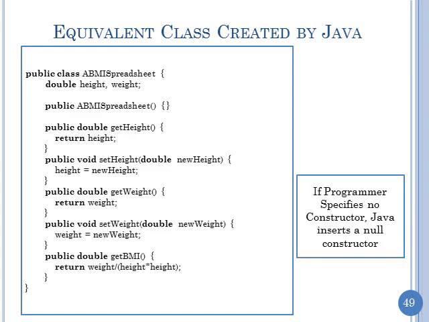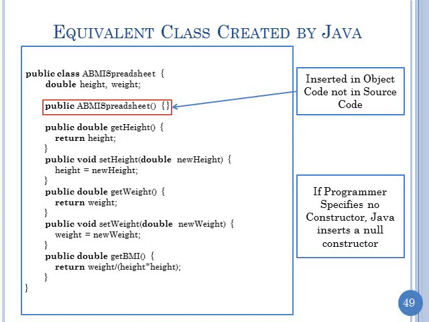Okay? So this is called a null constructor. Inserted in object code, not in source code. So you never see it. It's not as though it puts it in your code. It's just put in the compiled code.